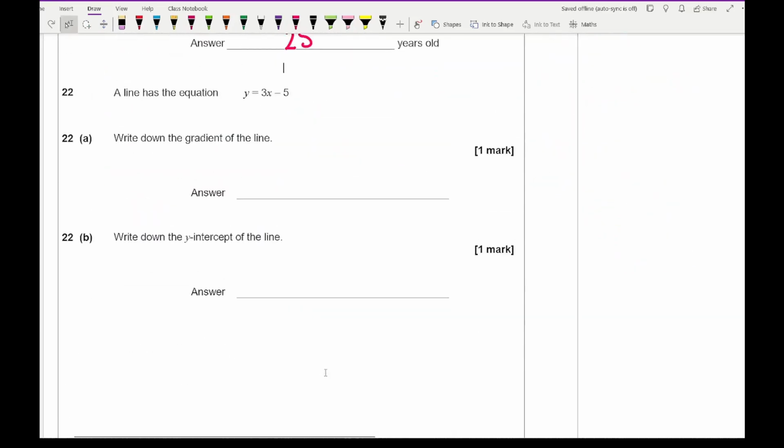For question 22, it says the line has an equation of 3x minus 5. Write down the gradient of the line. Well, the gradient is always the number in front of x, including any signs. So the gradient of the line is 3. It then says to work out the y-intercept. Well, the y-intercept is the number at the end. So you can either write minus 5, or you could write it as a coordinate, which is 0, minus 5.